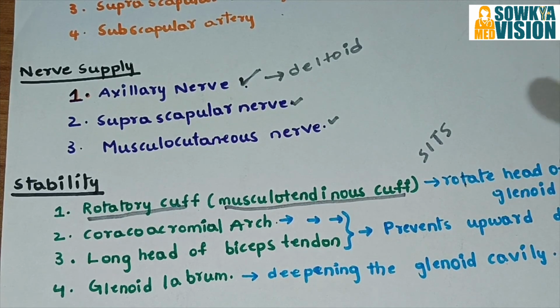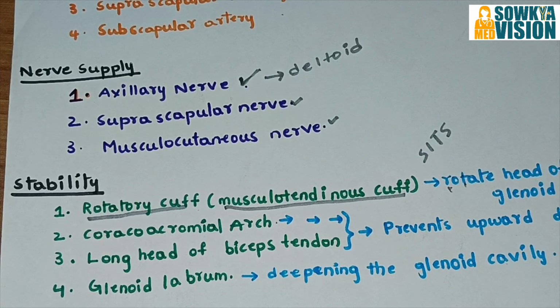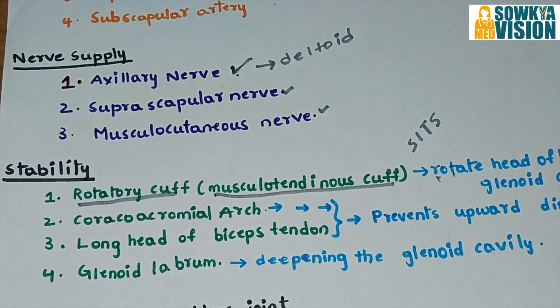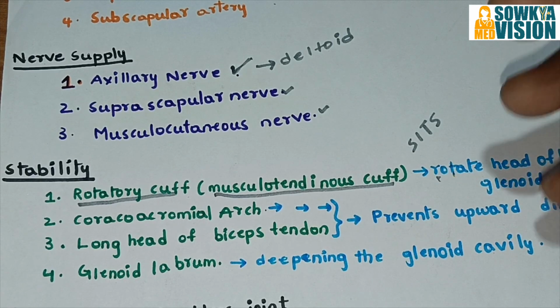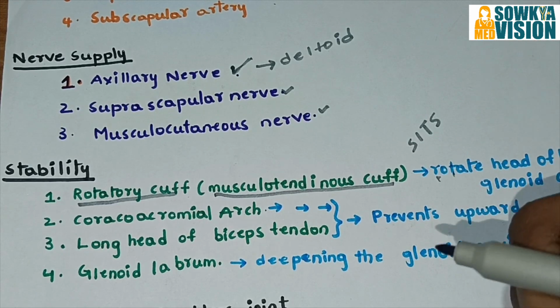Yes, they are surrounding the shoulder joint. So the rotator cuff muscles rotate the head of humerus. These four muscles easily accommodate the head of humerus where it is rotated in the glenoid cavity, the short glenoid cavity.